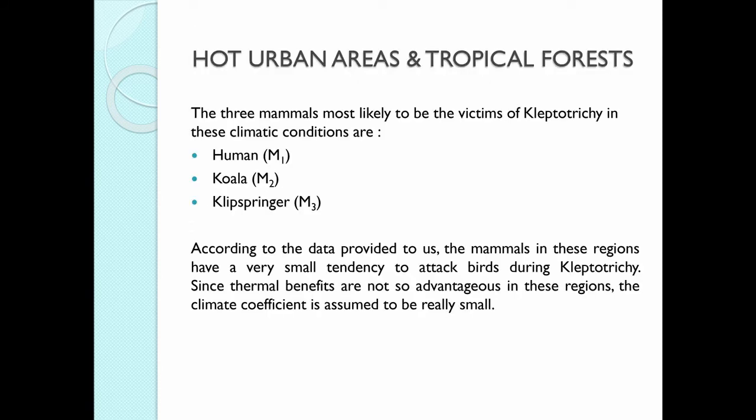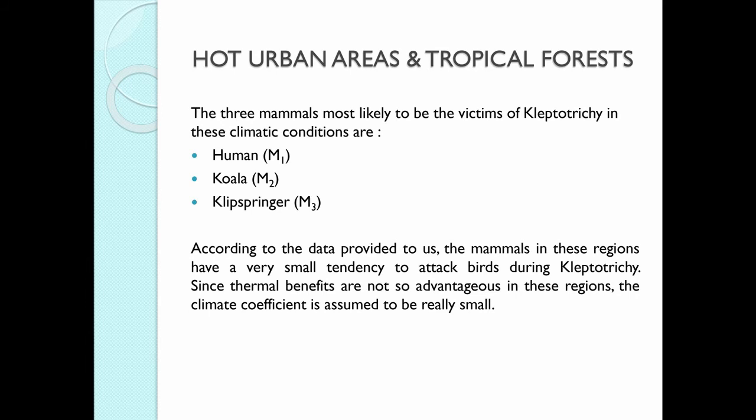Hot urban areas and tropical forests. The 3 mammals most likely to be victims of kleptotrichia in these climatic conditions are humans, koala, and klipspringer. They are taken as M1, M2, and M3 respectively.